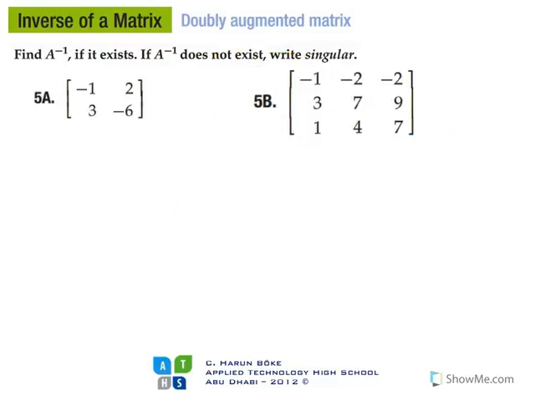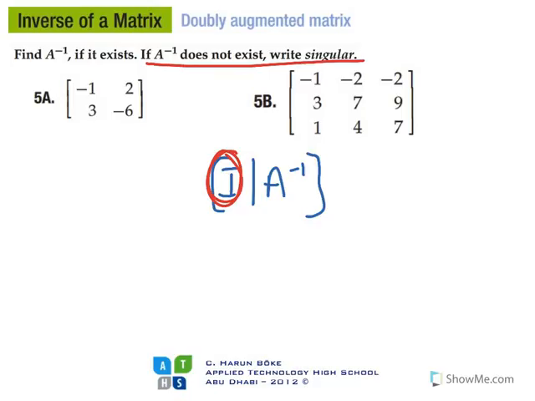Now please try to use the method yourself. Please try to find the inverse of these matrices if possible. If you cannot find the identity matrix on the left hand side in this form, if you fail to get the identity matrix here and there is no other way to get it there, then this means the inverse of the matrix does not exist, so it is a singular matrix.